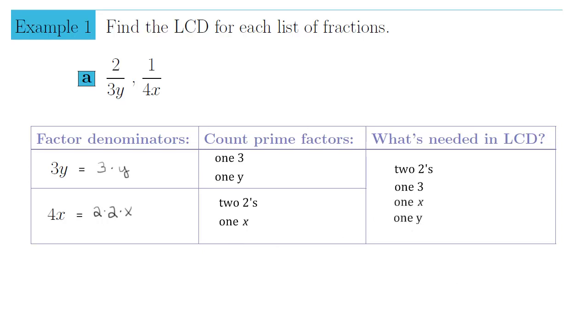This means our least common denominator, our LCD, consists of the following. It's 2 2's, which is 2 times 2, 1 3, 1 x, and 1 y, which when we put them together gives us 4 times 3, which is 12xy. That means our least common denominator of 3y and 4x is 12xy.